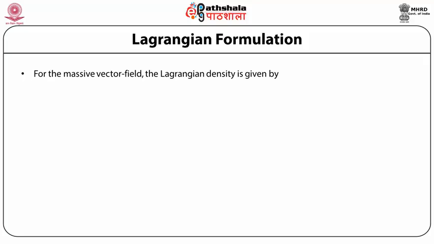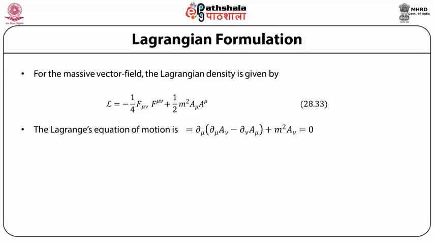For the massive vector field, the Lagrangian density is given by Lagrangian L equals minus 1 by 4 F mu nu contracted with F mu nu plus 1 by 2 m square A mu contracted with A mu. The Lagrange's equation of motion is del mu into within the brackets del mu A nu minus del nu A mu brackets close plus m square A nu equals 0, or d'Alembertian operator plus m square acting on A nu minus del nu del mu A mu equals 0.